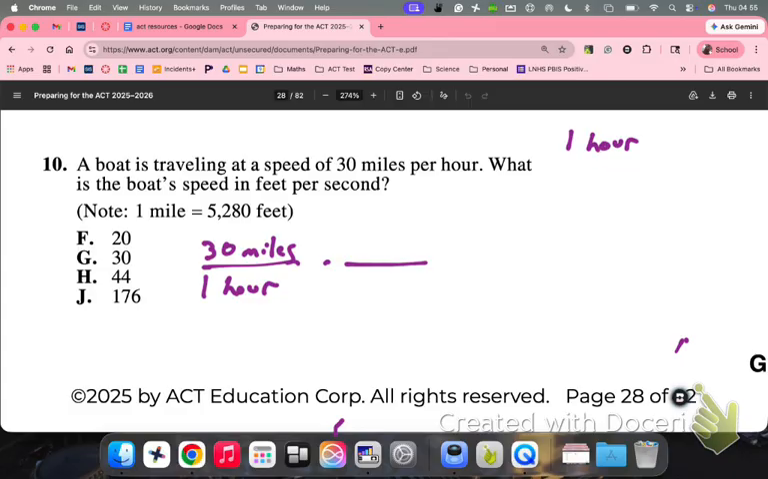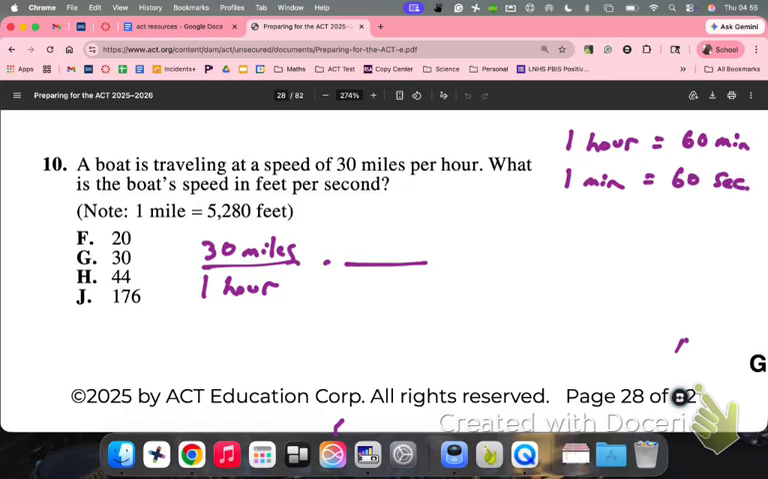We also know how many minutes in an hour. There are 60 minutes in an hour. And we know how many seconds in a minute. There's 60 of those as well. So there might be some shortcuts we can take, but we're not going to take them right now.